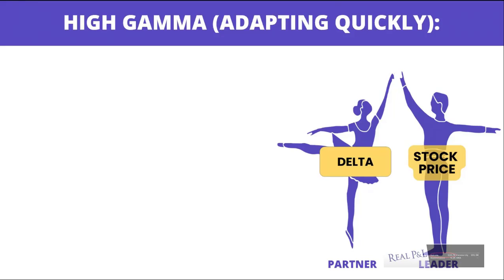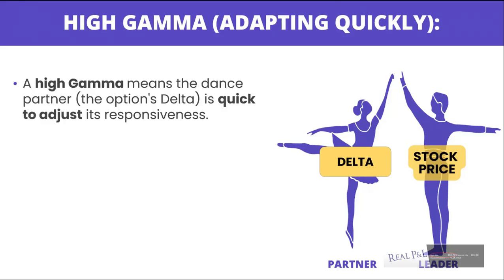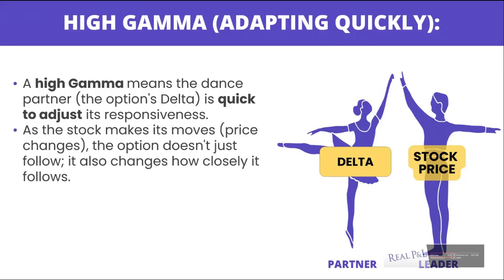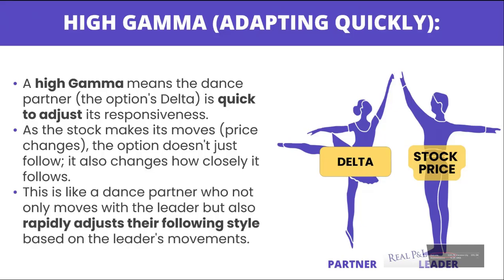So higher gamma means you're adapting more quickly. A high gamma means the dance partner, the option's delta, is quick to adjust its responsiveness. As the stock makes its move, the price changes, and the option doesn't just follow, it also changes how closely it follows. This is like a dance partner who not only moves with the leader, but also rapidly adjusts their following style based on the leader's movement.